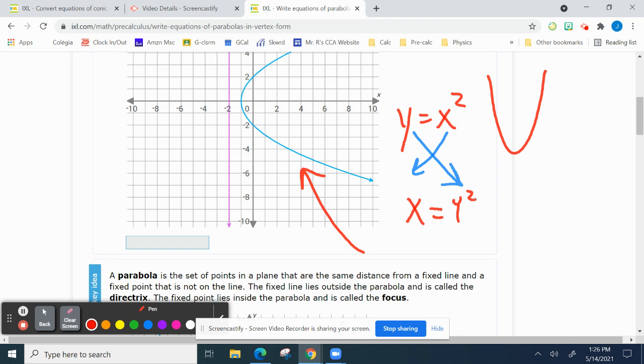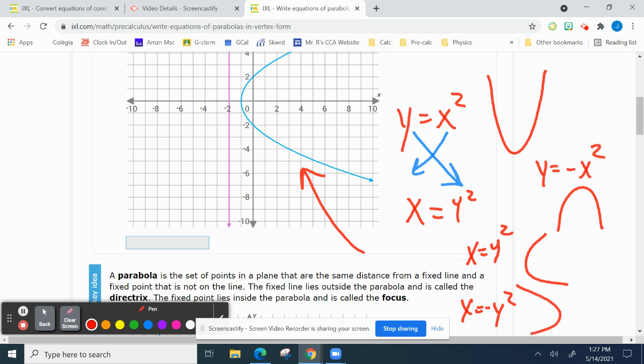If it's y equals x squared, it's going to open up. If it's y equals negative x squared, that's going to open down like this. So up and down is y equals x squared. Opening up is positive, opening down is negative. And if you have x equals y squared, that's going to be opening to the right. And if you have x equals negative y squared, that's going to open up to the left. So that's the thing to keep in mind there.